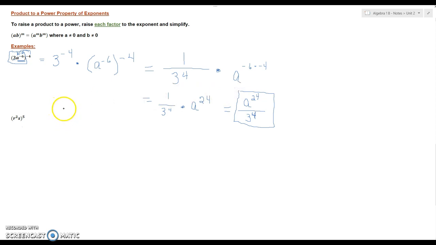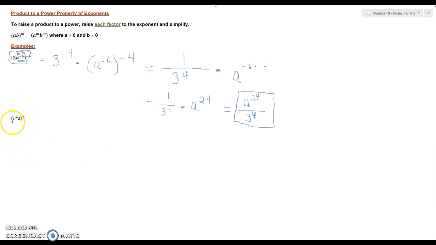So remembering we started this problem off because we had two factors that were multiplied together and raised to the same power. So we had to start by splitting them up and raising them each individually to that power. So let's take a look at another example.